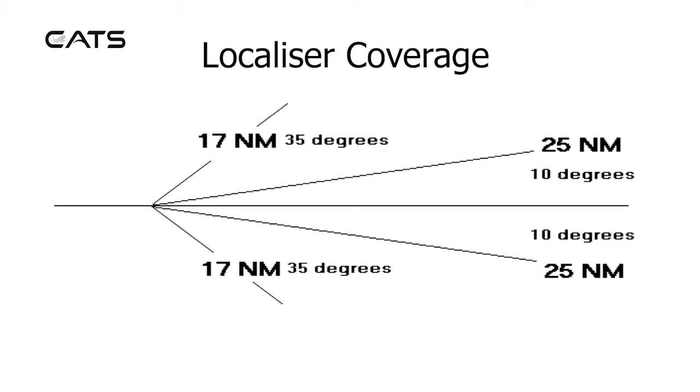The range of the localiser coverage is out to 25 nautical miles, 10 degrees either side of the centreline. Closer in, at 17 nautical miles, the coverage is 35 degrees either side of centreline.